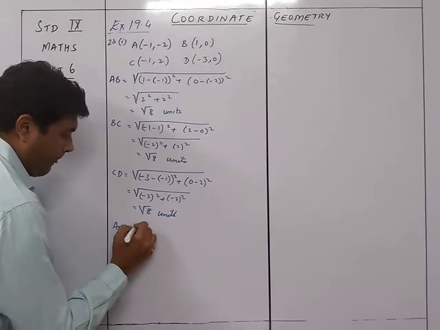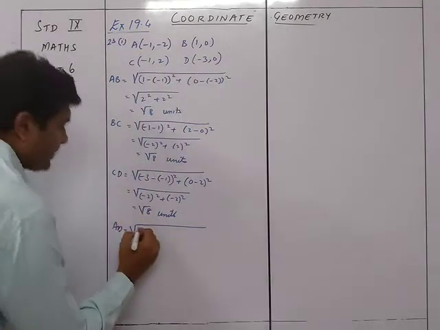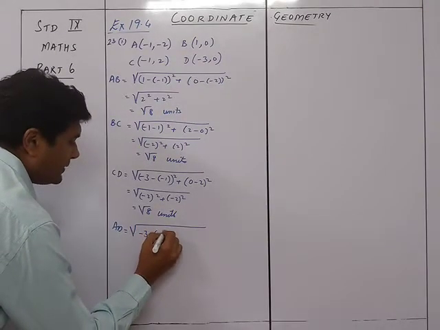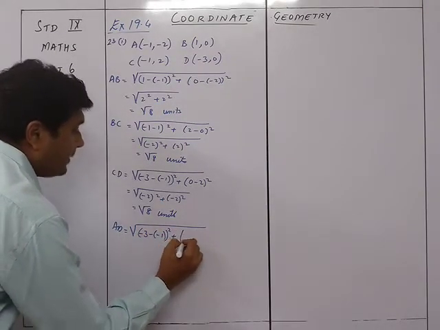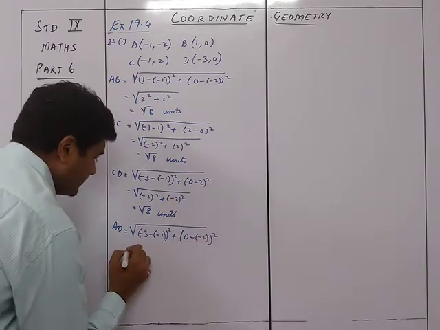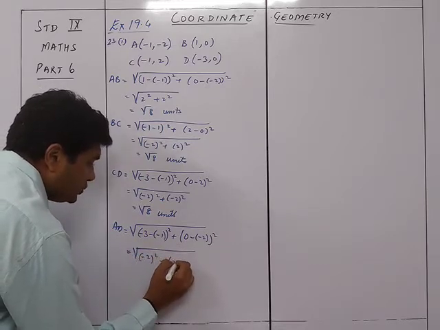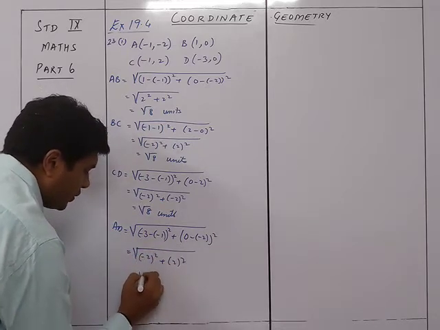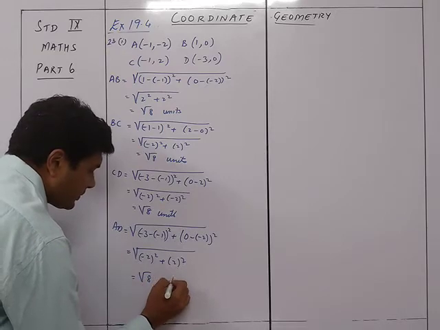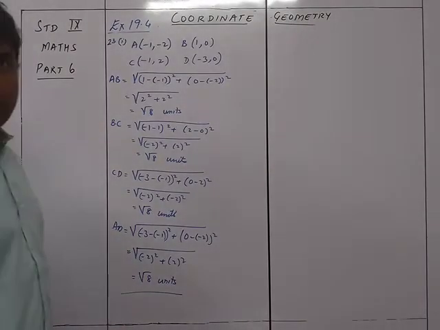AD will be square root of (-3 minus of -1) the whole square plus (0 minus of -2) the whole square. So that will be square root of (-2) the whole square plus 2 the whole square. So that will be root of 8 units. So one thing is for sure, either it is a square or it is a rhombus.